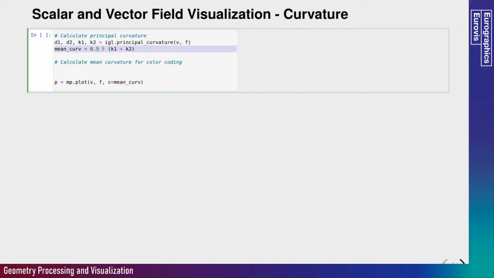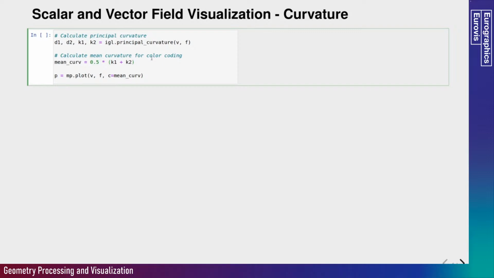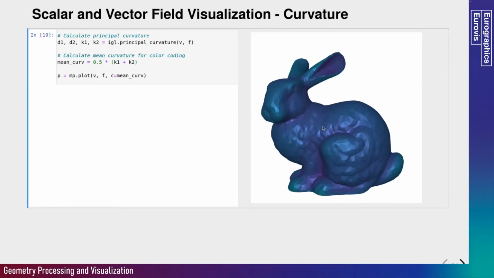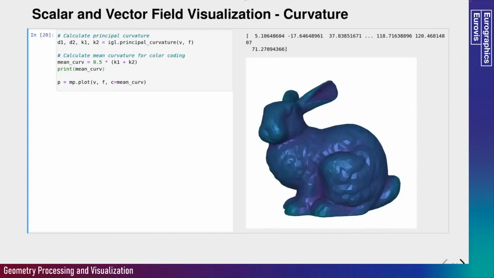Let me quickly move this down here to not confuse you too much. So we calculate the mean curvature and we use this as color coding. Let's see how this looks. Now we have the mean curvature value per vertex, and we show this as color values here as well. We can maybe also just print the mean curvature so that you get an impression what these values are. These are values between 5 or -17 or even something smaller and up to 120, and Meshplot automatically normalizes these values for the color mapping.